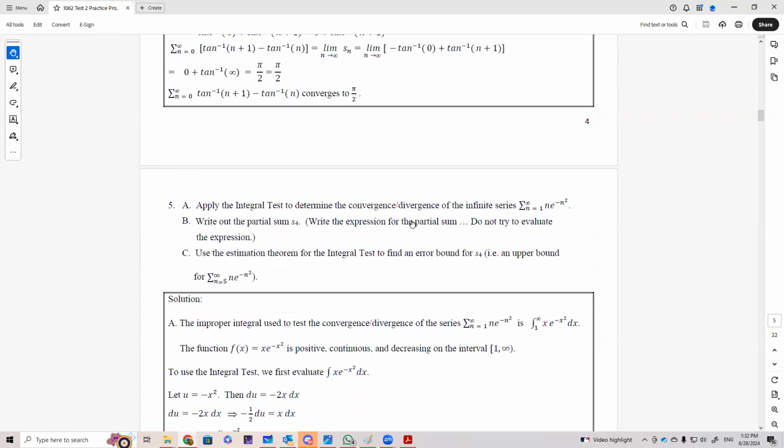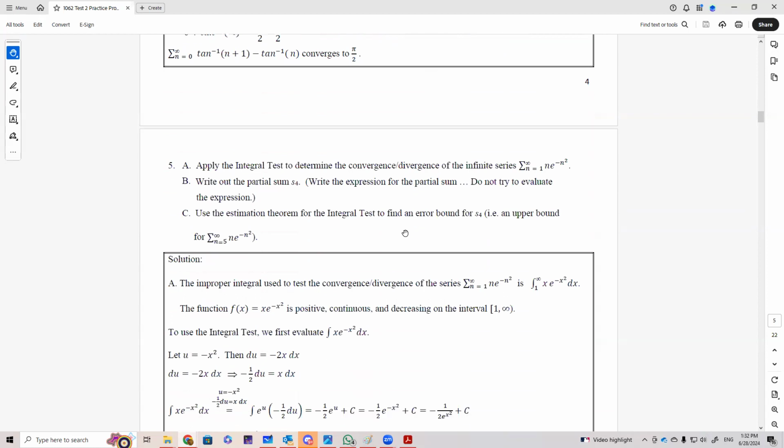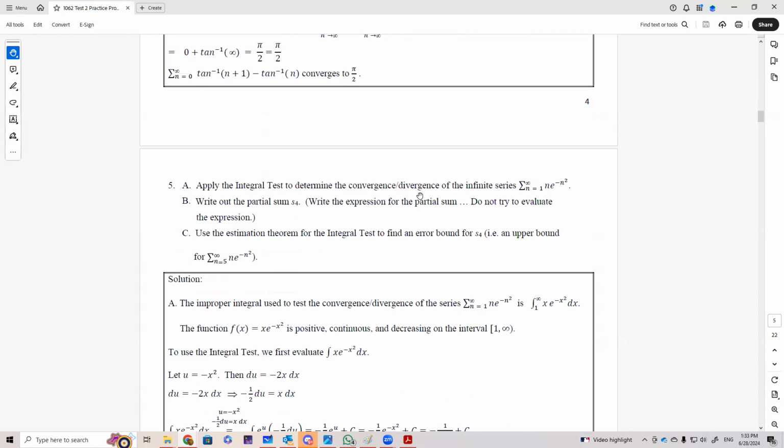Now let's see one example of that. We're going to use the integral test with the series, n equals 1 to infinity of n times e to the minus n squared. And we're going to write a partial sum without necessarily evaluating the expression. And then we're going to use the estimation of the integral test to find the error bounds of that estimation.